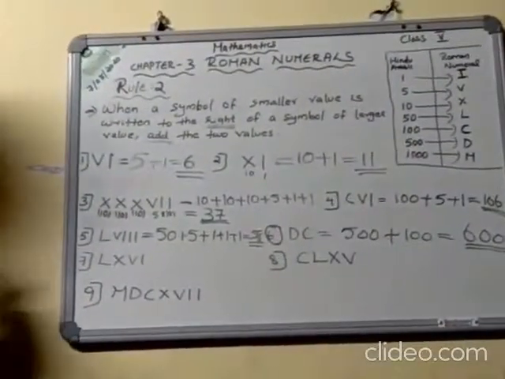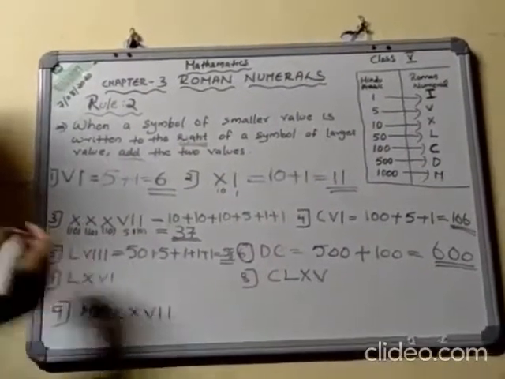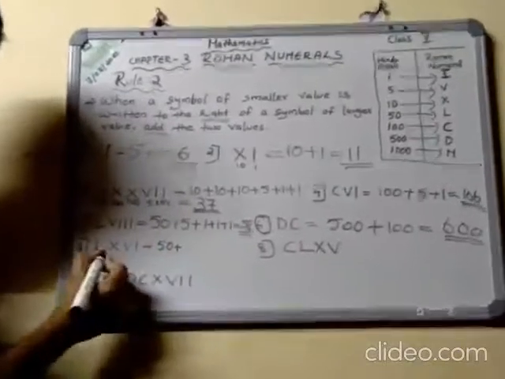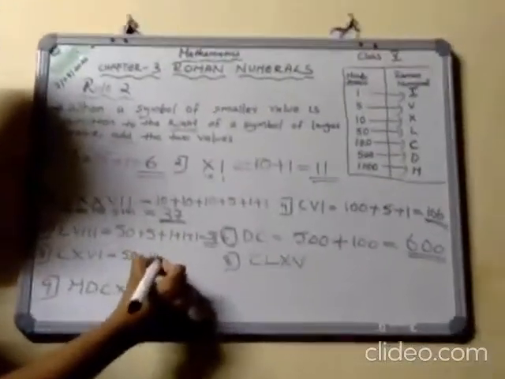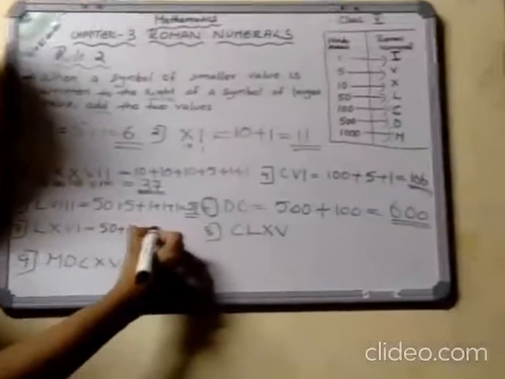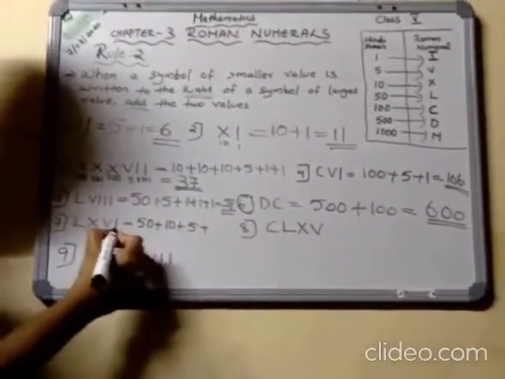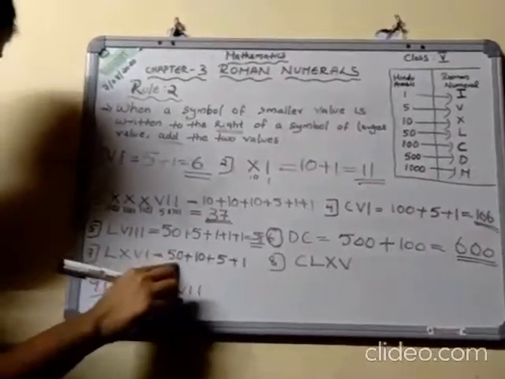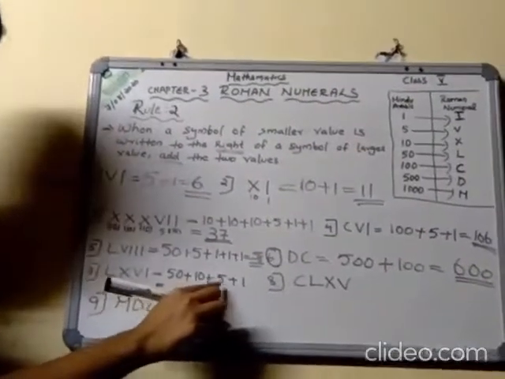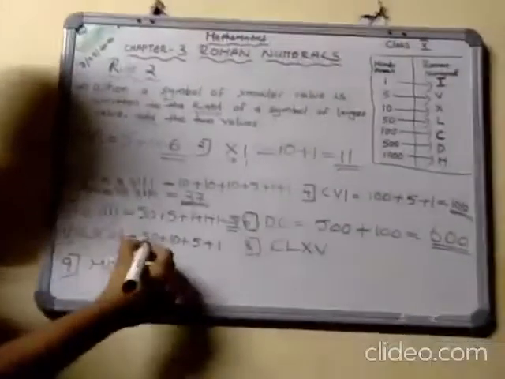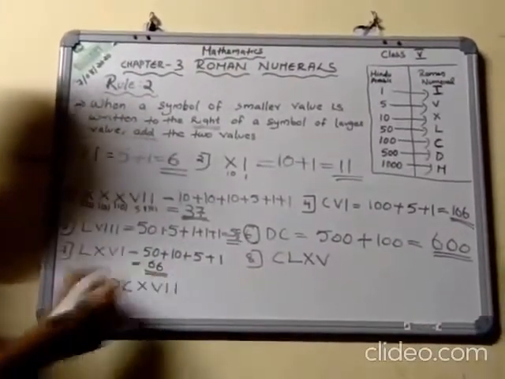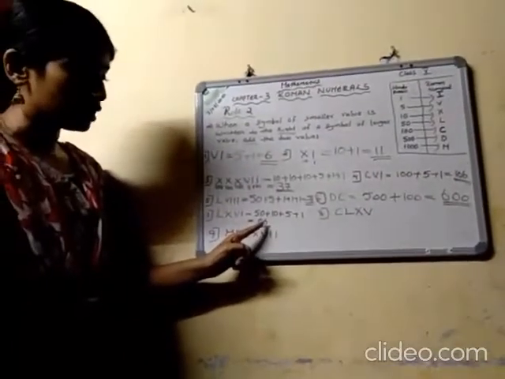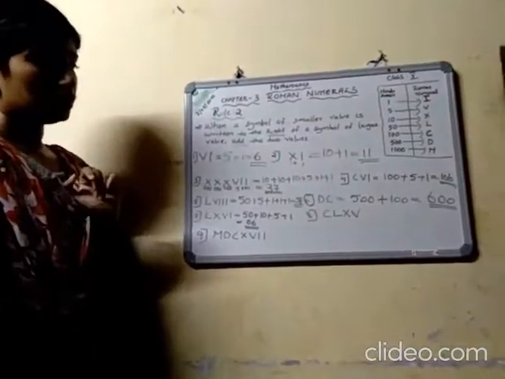Now let us see the next example. LXV I. You know L represents which number? 50, plus X represents which number? 10, plus V represents which number? 5, plus this I represents 1. So this is the representation of which number? 50 plus 10, 60, plus 5, 65, plus 1, 66. So LXVI is the Roman letter representation of the Hindu-Arabic numeral 66.